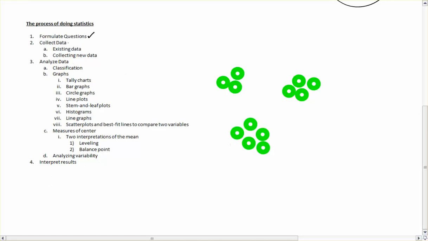Students should also have an opportunity to collect data. They can collect existing data, data that's already been gathered for some of their purpose they can get and use themselves. There's lots and lots of data out there on the internet, for example. But students can also collect new data, and if they're trying to answer questions about their class, they should have opportunities to collect data from their classmates.